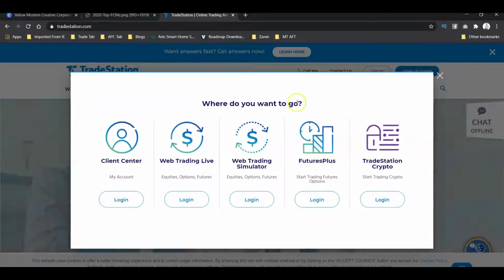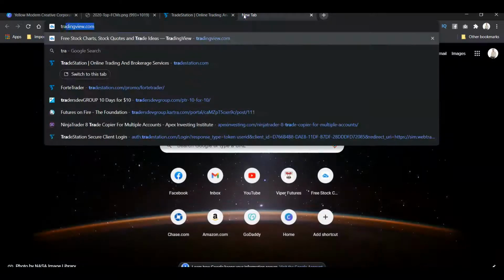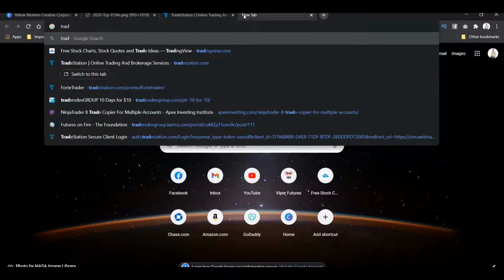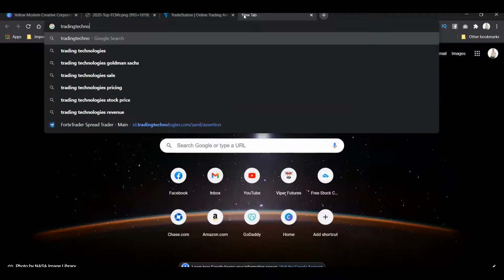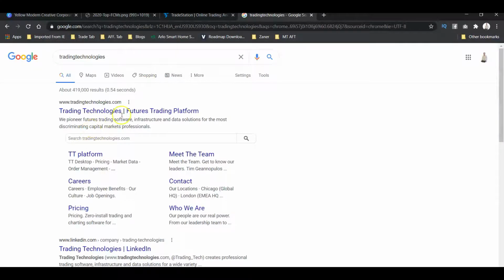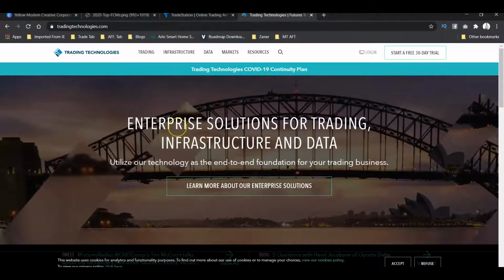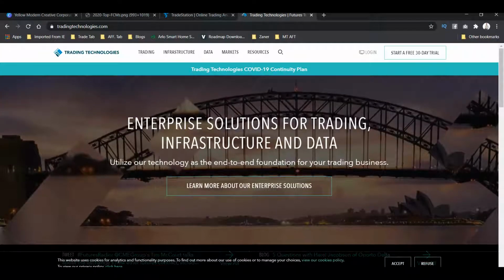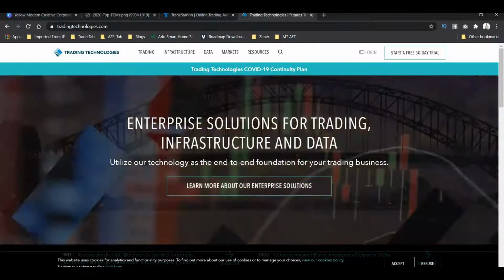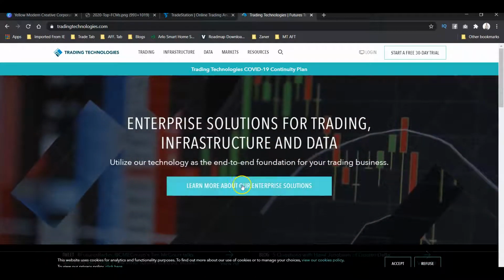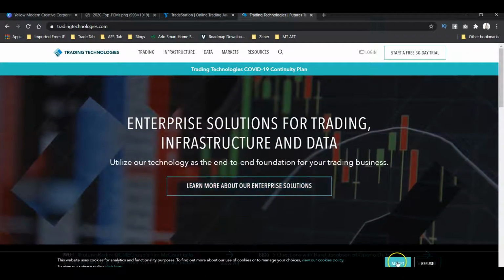Now, this is a white label version. They paid a company called Trading Technologies, which is also a data provider, and they are a professional level platform. So let's talk about them real quick. Trading Technologies is pro level. A lot of big institutions and hedge funds use them.